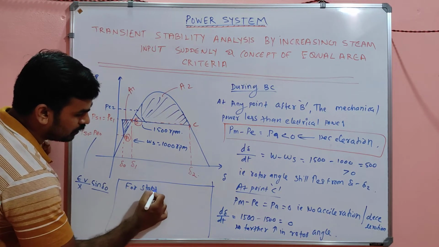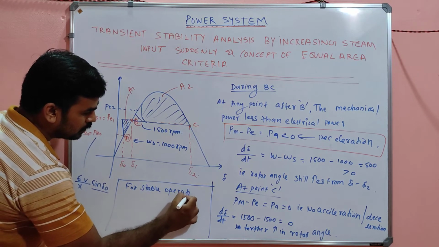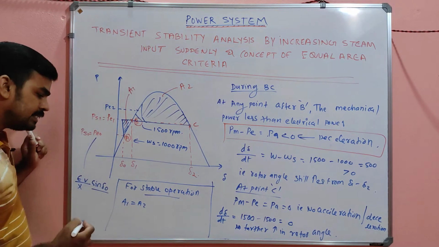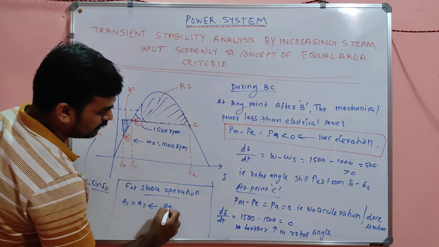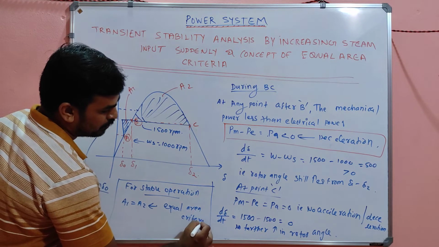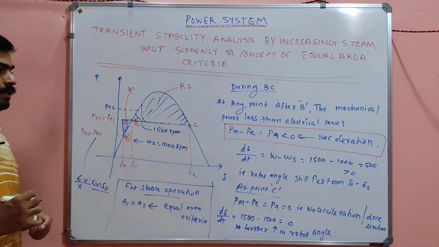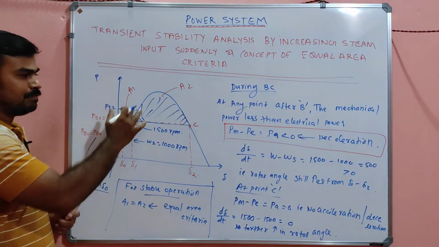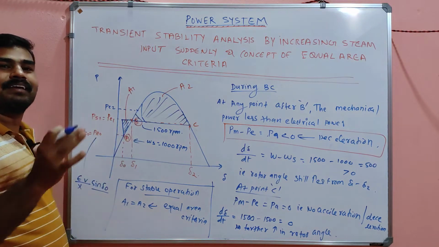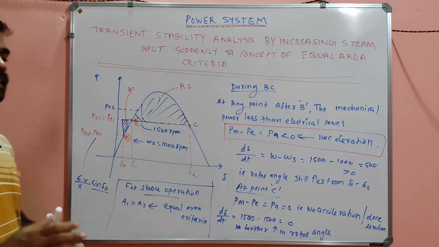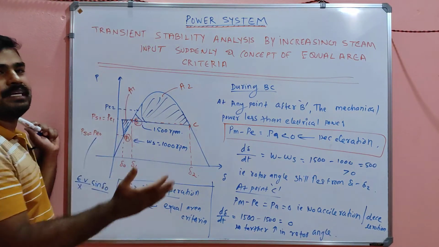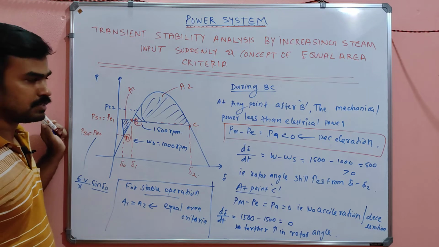For stable operation, A1 will be equal to A2. That is simply called the equal area criteria. Equal area criteria, because this area and this area, pictorially it is not equal, but in practical case these two areas should be equal. That is called the equal area criteria if the system is stable. If these two areas are not equal, then this will not be a stable system.